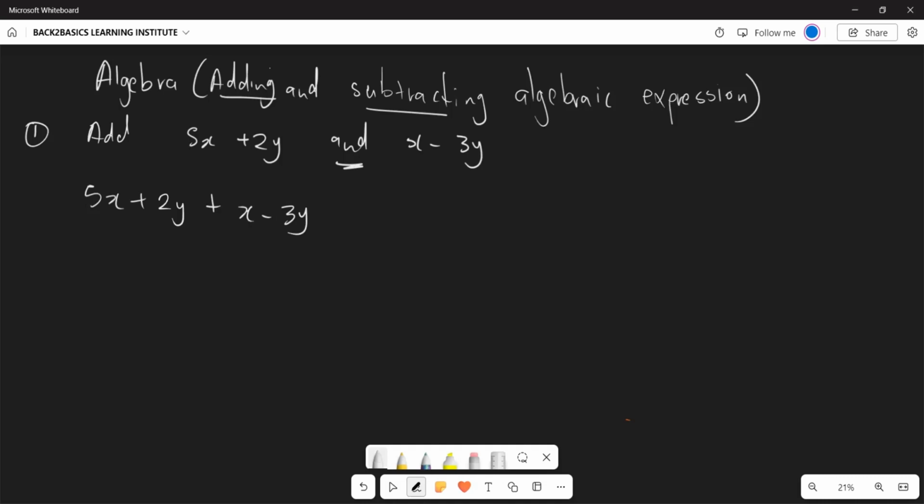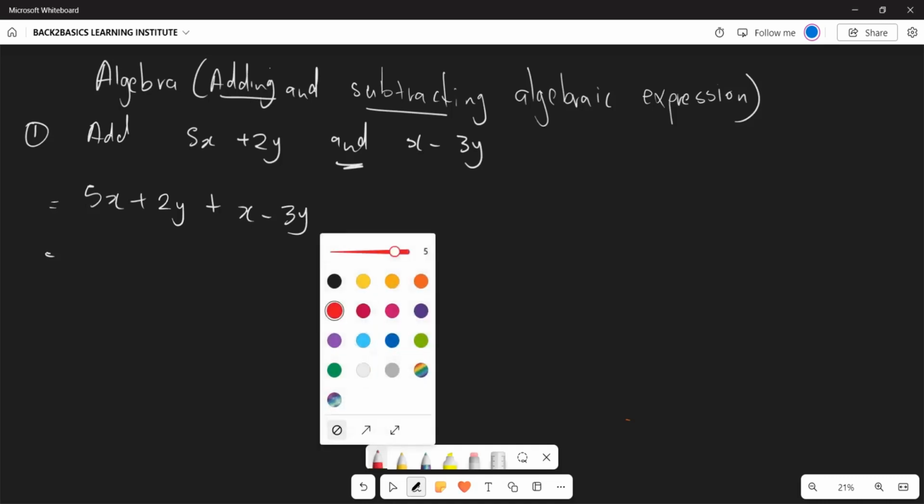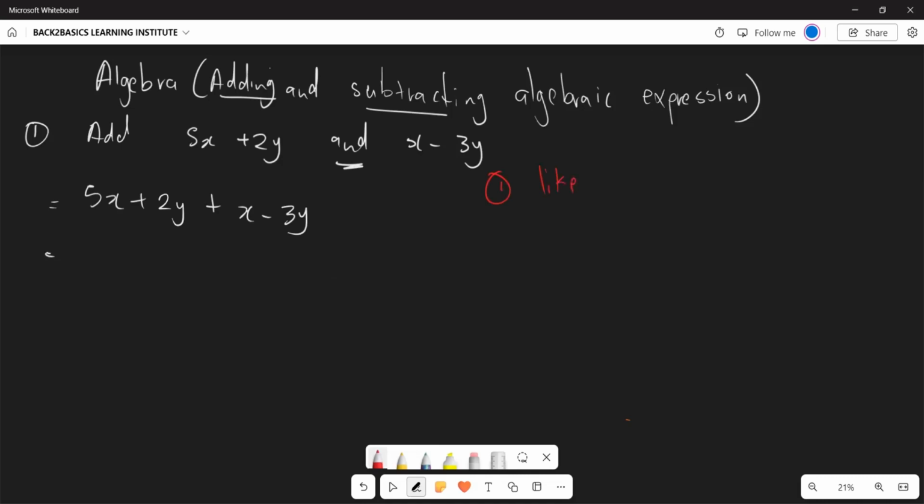Now, what you are then going to do is write these two things the way they are, and then you come back and check: do you have like terms? Now let's use another color there. Do you have these things called like terms? If yes, then you identify your like terms and solve them. You add them. Look, you have 5x, you have x, these are like terms, and these also are like terms, right? So this is the same as 5x plus x plus 2y subtract 3y.